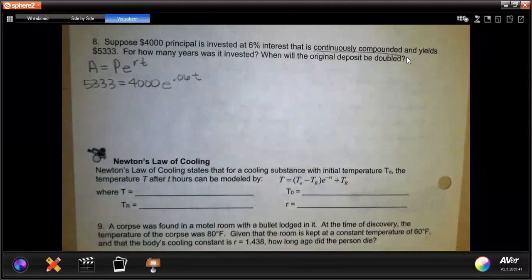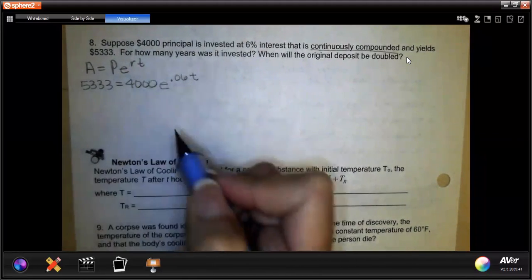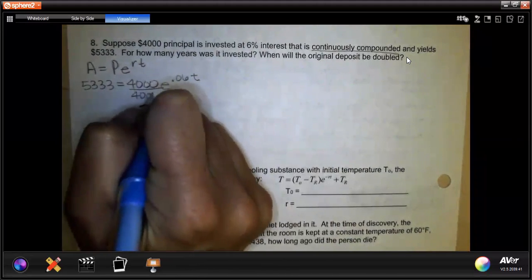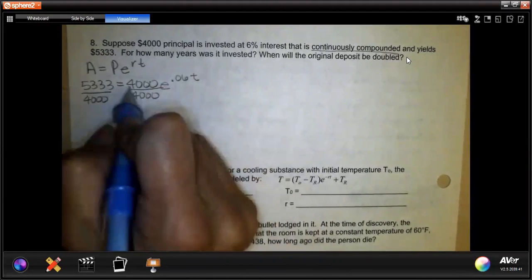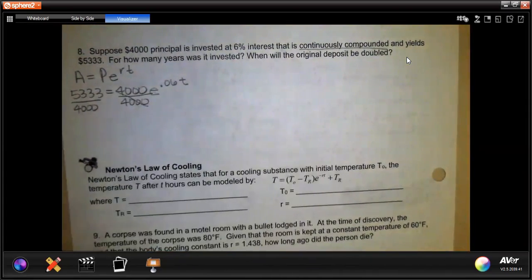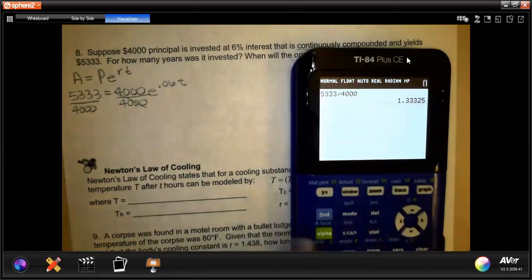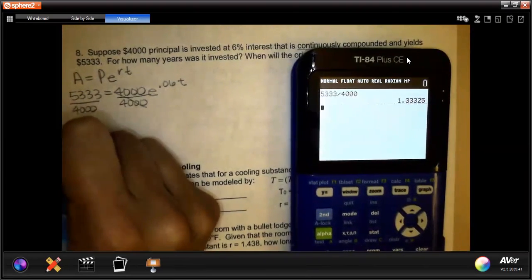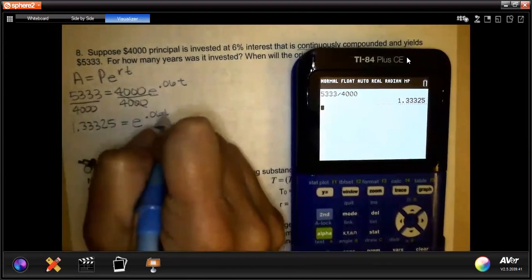Now we're ready to solve this. So we just learned that we want to get this part by itself. We want to isolate our exponential part. So we divide by 4,000. Since these two are being multiplied, I'm going to divide to get it to the other side. Now, when you're working these problems, you want to make sure that you are not rounding until the very end. So use the entire thing that the calculator says. When we get this, we want to use this entire thing. We do not want to round until the end of the problem. So 1.33325 is equal to e to the 0.06t power.